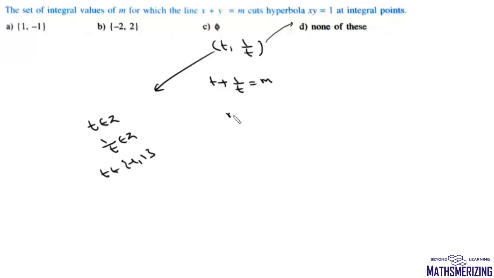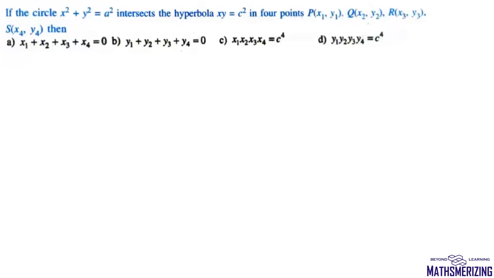So that gives us integral values of m as either plus 2 or minus 2, and that's your option B. Now here the question is, if the circle intersects this hyperbola in 4 points, then which of the following is true? Now what we'll do is, we'll eliminate y, we'll get x square plus c to the power 4 upon x square, and this is a square. So this equation will be x to the power 4 minus a square x square plus c to the power 4 equals 0.